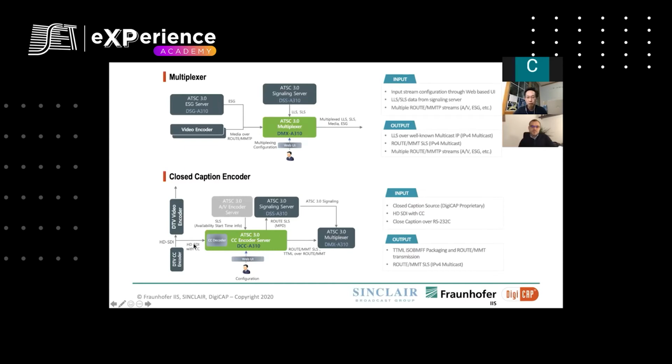Typically, there are many closed caption sources depending on your broadcast stations. Some of them are proprietary. Some of them are all the cable closed captions. We can take most of the formats and then output into TTML, ISO BMFF packaged, and ROUTE and MMT transmission. So it's compliant to the ATSC 3.0 standard.